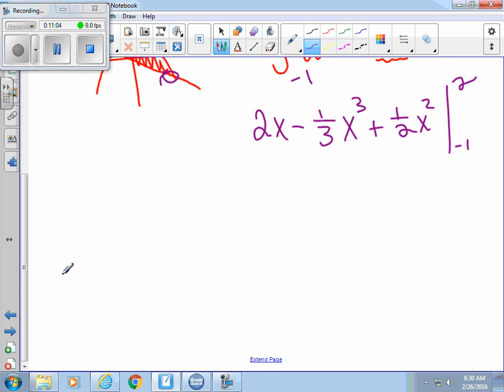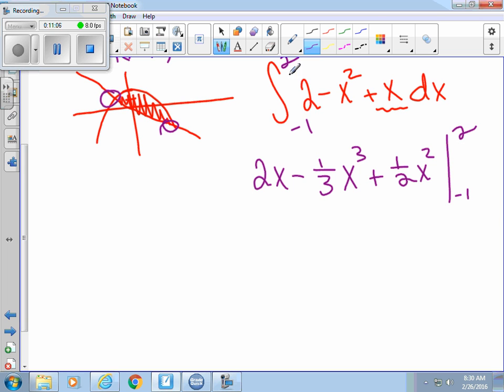Not when you're doing a definite integral, when there are endpoints. Are we going to be doing indefinite ones? No, because we're always going intersection to intersection.